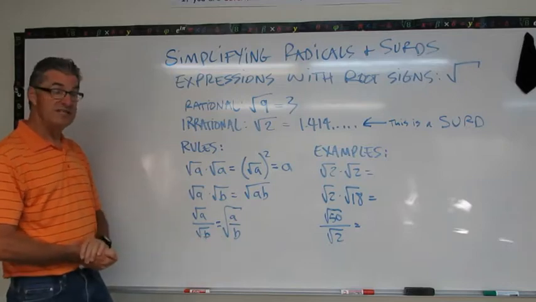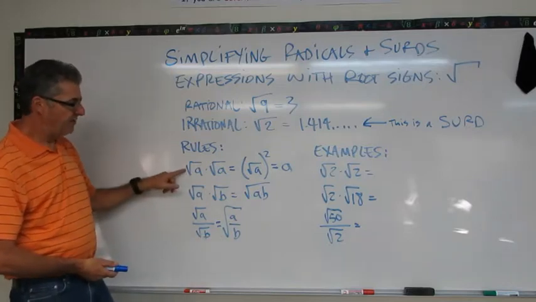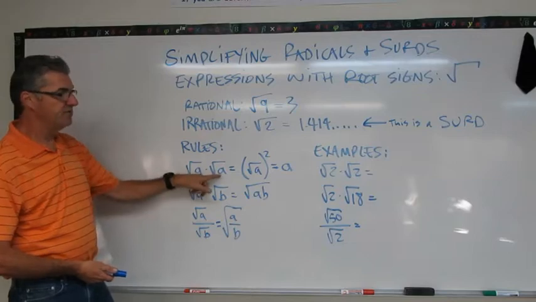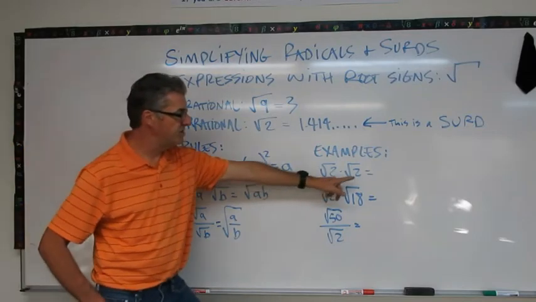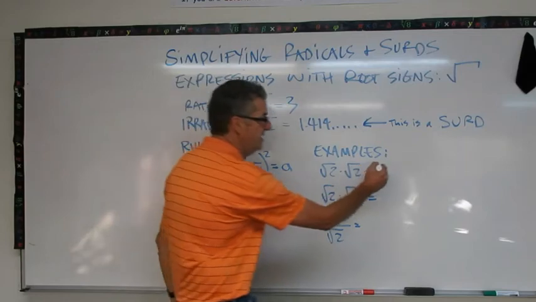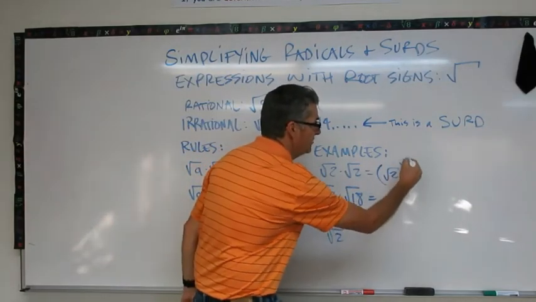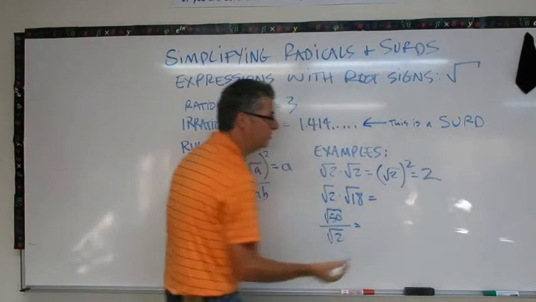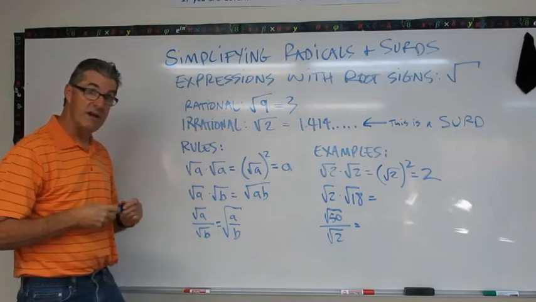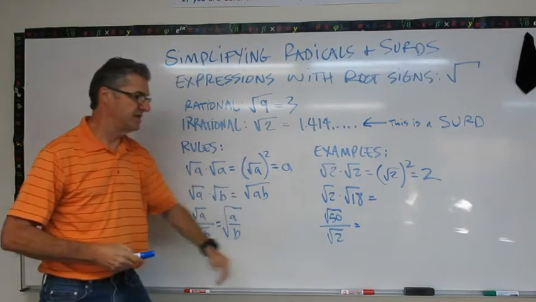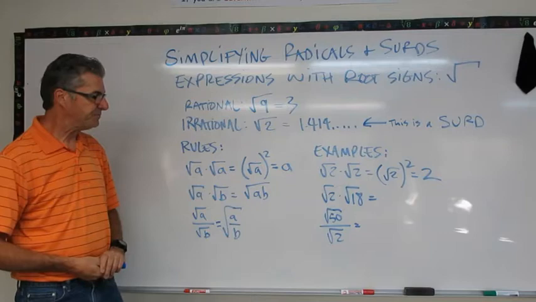So let's do a few examples. How about for this first rule? Root a times root a, that's very similar to root 2 times root 2. So that's going to be root 2 squared, or just 2. And by the way, you can pause the video right now and try these next 2 examples. I'm going to keep working.